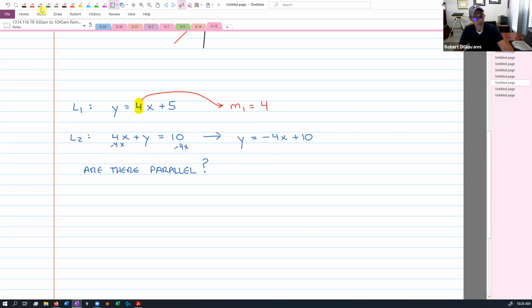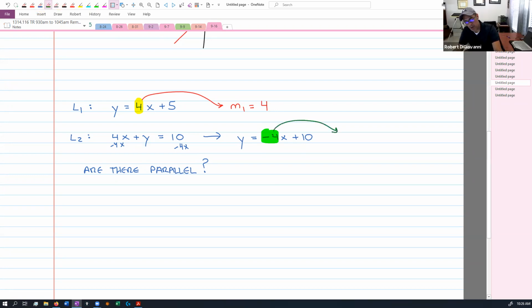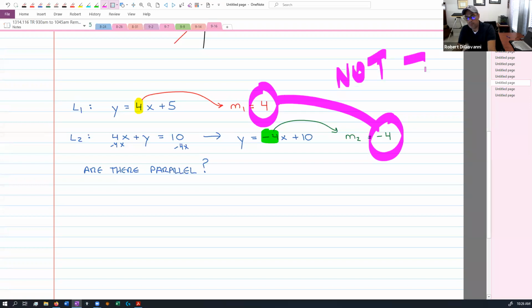So what's the slope of this line? -4. -4, right? So the slope of that line, I'm going to call it the slope M2 because it corresponds to the second line. That's -4, right? So asking, are these parallel? Well, that would mean they would have to have the same slope, right? Are these two slopes the same? No, right? 4 is not equal to -4. So these two are not equal. And therefore, are they parallel? No. Okay, they are not parallel lines.